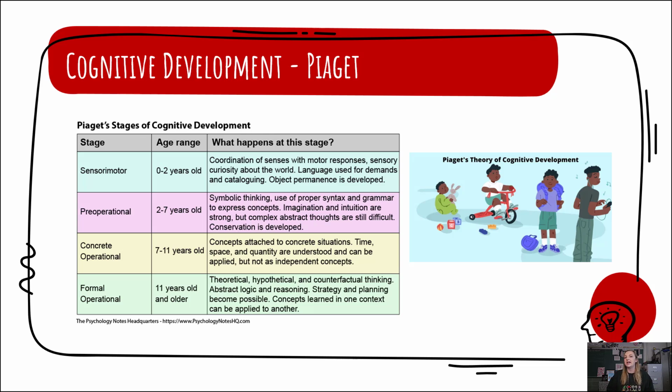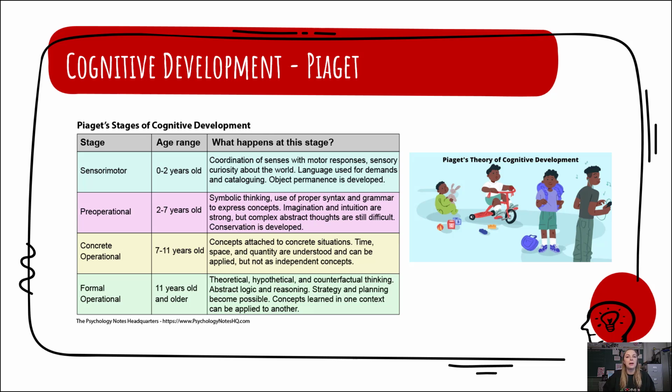All they can see is that one has a taller amount of liquid, and so therefore that means that they have more water. They even lack this understanding when you take the water and pour it into a different glass. They can't understand that it's the same amount of water, just in a different shaped glass.